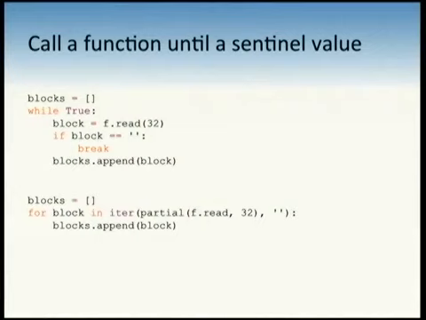The traditional way to do a loop over a function call that has a sentinel is a while true loop. When we do an fread, reading a block of 32 bytes at a time, eventually we run out of data, and when we do, what fread returns is a sentinel value, an empty string. Whenever it's an empty string, you can break out of the loop. So we build the blocks one at a time.